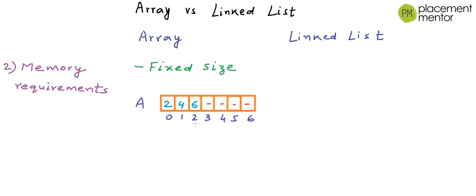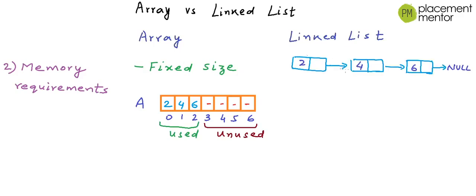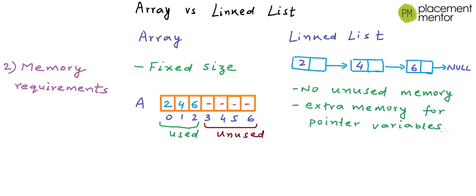For example, we have an array of 7 integers here, and we have only 3 integers in the list. Rest 4 positions are unused. There would be some garbage value there. With linked list, let's say we have this linked list of integers. There is no unused memory. We ask memory for one node at a time, so we do not keep any reserved space, but we use extra memory for pointer variables.